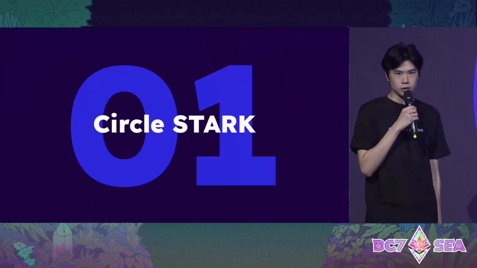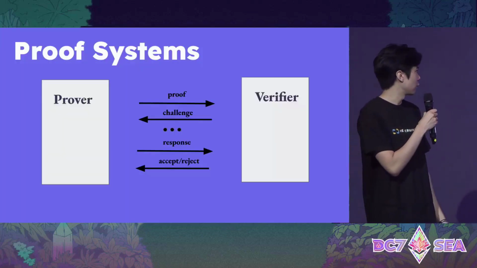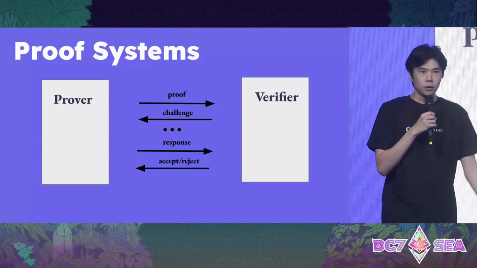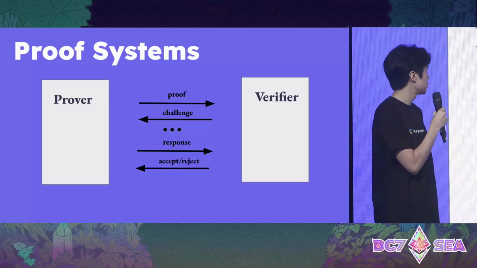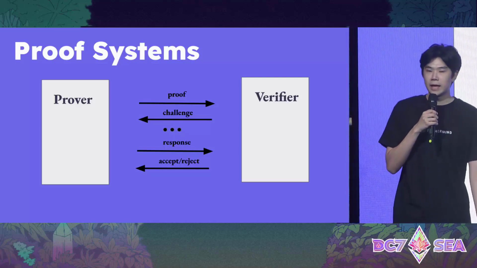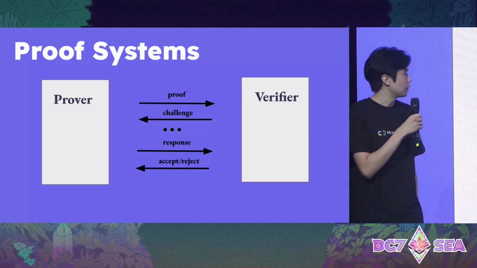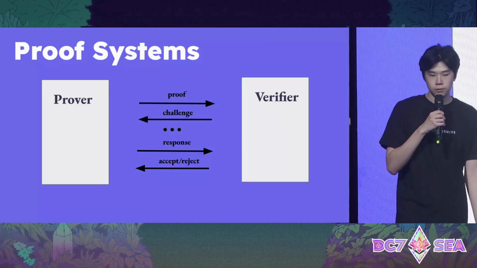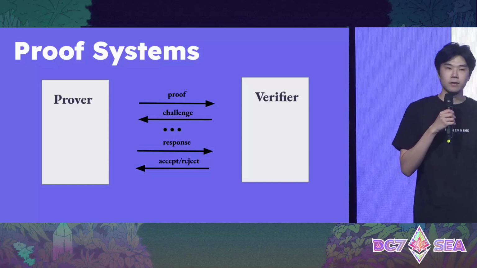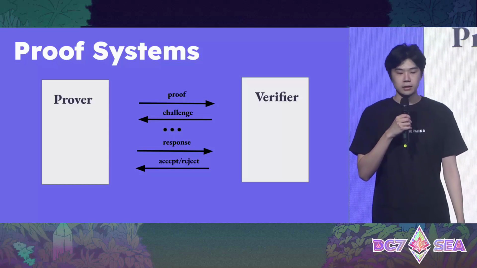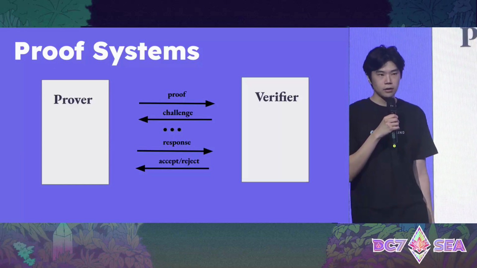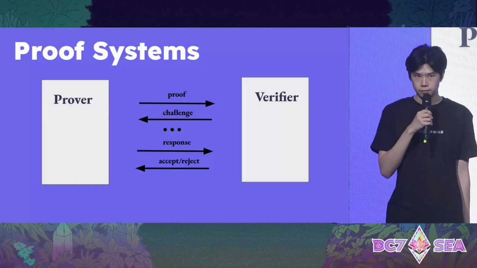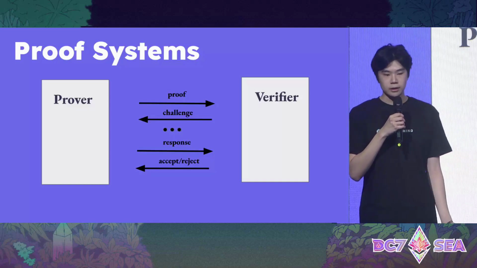So what is a Circle-SNARK? We're going to start with a pretty high-level overview. This is your classic proof system. A Circle-SNARK is a proof system. You have two sides, a prover and a verifier, and the prover wants to send over some proof, usually some obfuscated data of private input and some computation, to the verifier, and the verifier sends back either accept or reject, and it does so in a series of challenges.